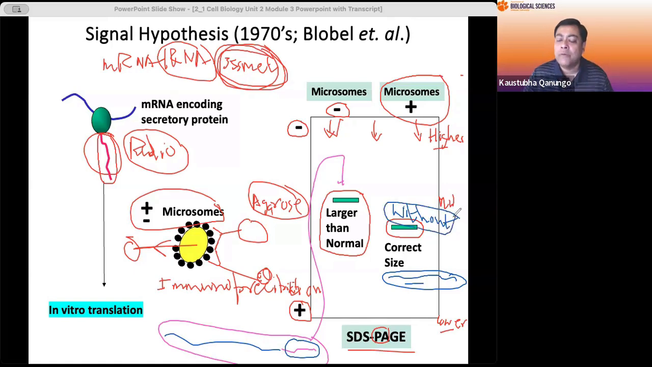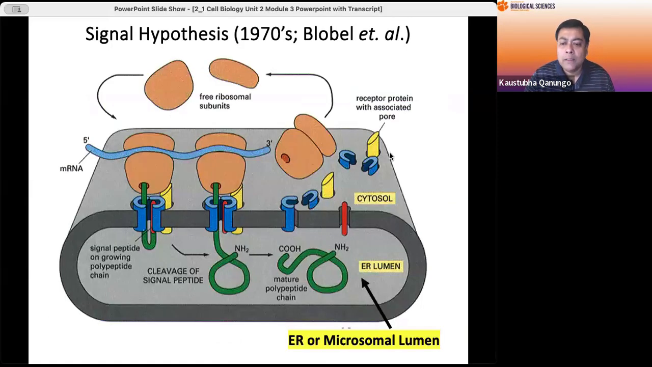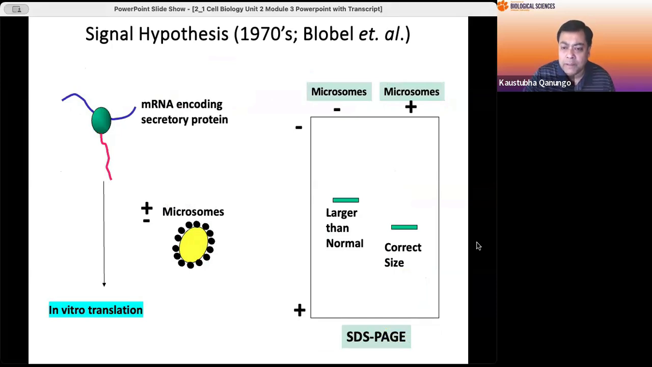And this was the first evidence that indeed the targeting to the microsome, which is the ER, is signal based, and the signal is a stretch of amino acids in the protein. With the microsomes, it can be targeted to the microsome. Without that, the signal is not deleted. So this was essentially the experiment that proved the signal hypothesis. This was the experimental part of it.